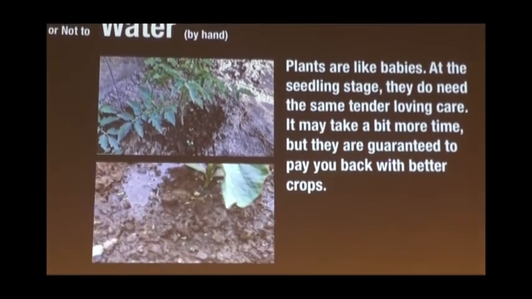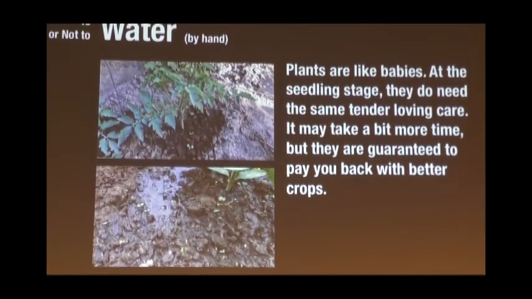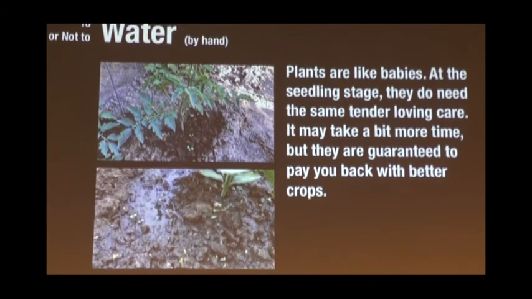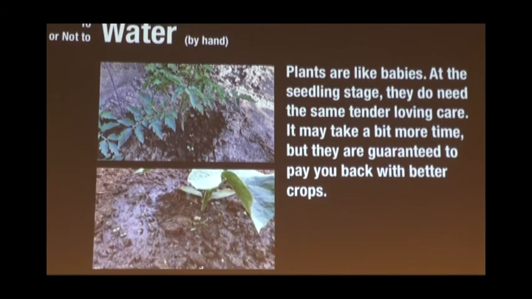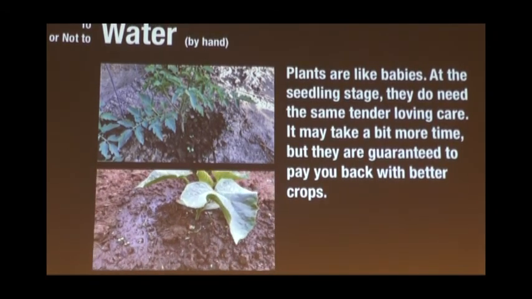You don't necessarily water 1 quart every day or every other day. That's not a good idea. Would you like to eat the same food every day? I don't think so. Plants, they do vary.